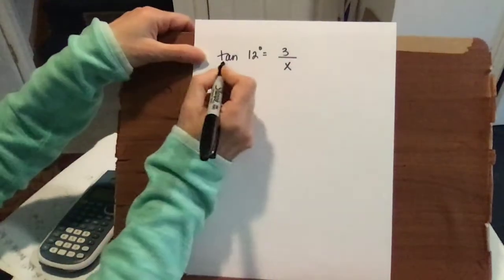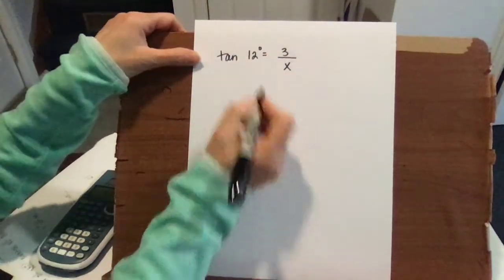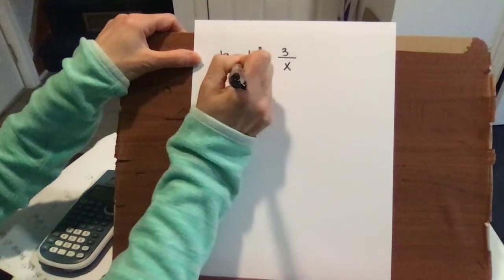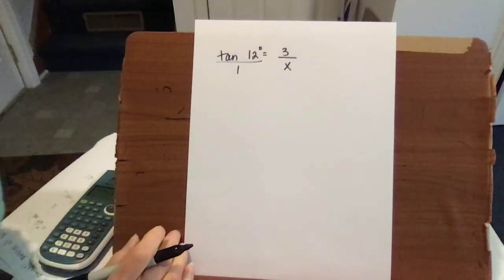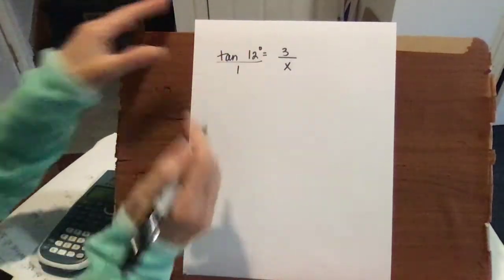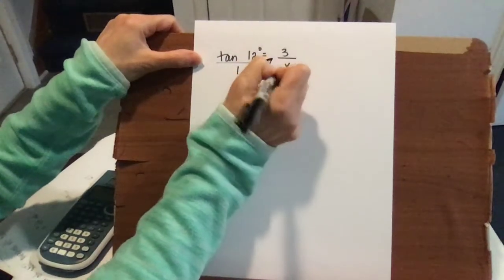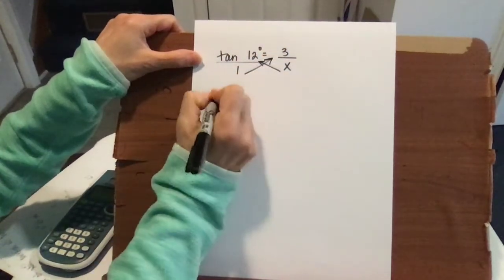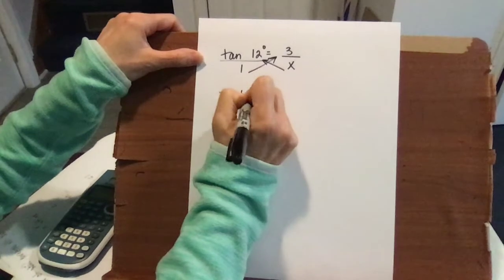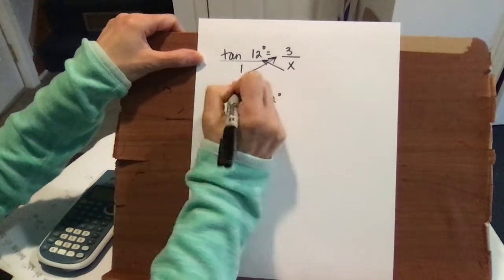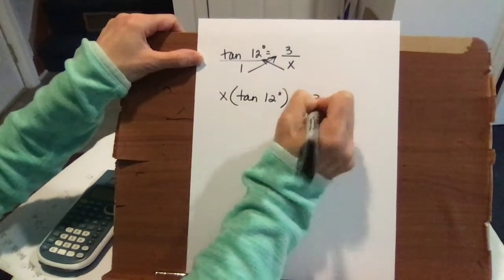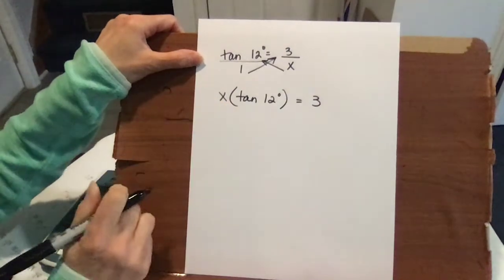Let's try another one real quick. Tan of 12 degrees equals 3 over x. Remember, tangent of 12 is just a number, long number, okay, ugly number, but it's a number, so we keep it in its form. We're going to cross multiply, okay? So we get x times the tangent of 12 degrees equals 3. We need to solve for x.